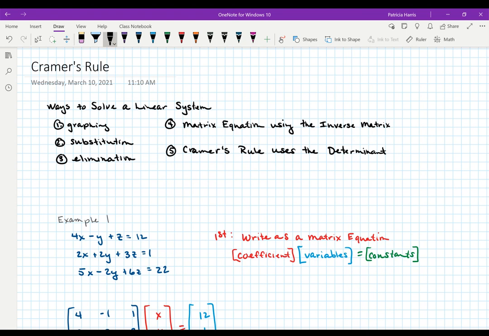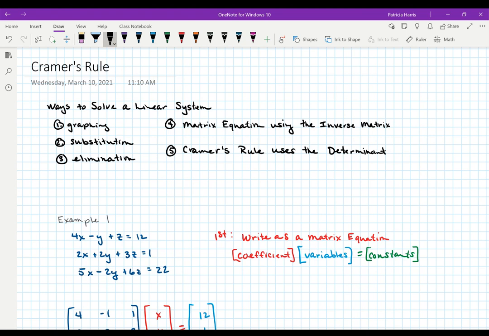Now I think Cramer's rule is a bit much for a 2 by 2 matrix if you only have an x and y variable. So I'm going to show you a 3 by 3. That's where I think you can really appreciate Cramer's rule. For a 2 by 2, I would always use graphing, substitution, or elimination. All right, so here's our first example.